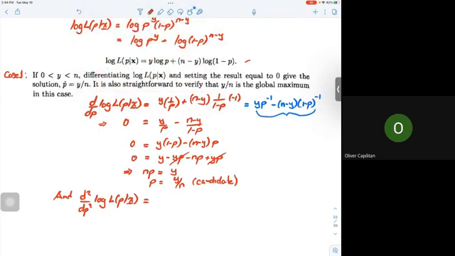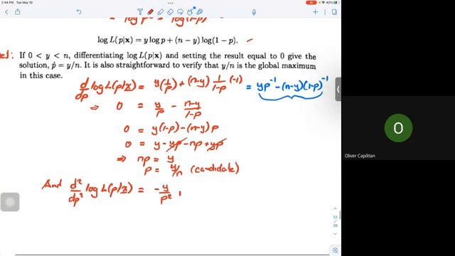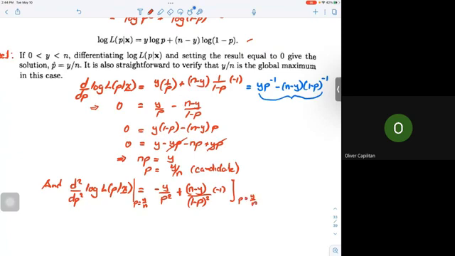Okay, so for the second derivative, we have negative y over p square. Positive na siya, no? Sa denominator man natin inilagay. So we have plus n minus y, and then 1 minus p raised to square times negative 1. Evaluate this at p is equal to y over n. So evaluate natin yan sa p is equal to y over n.